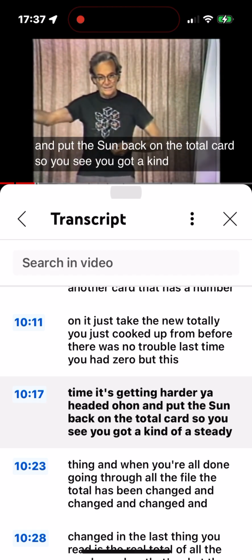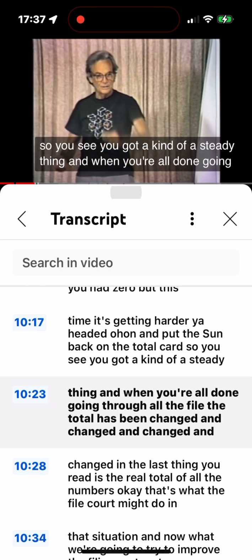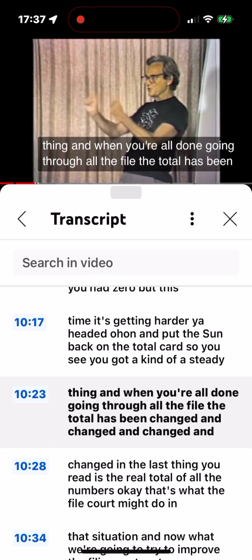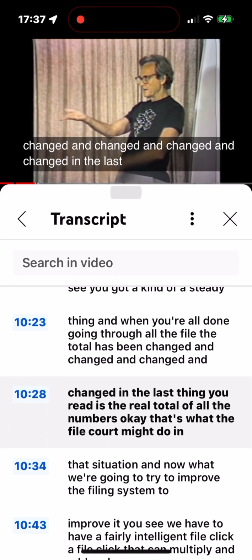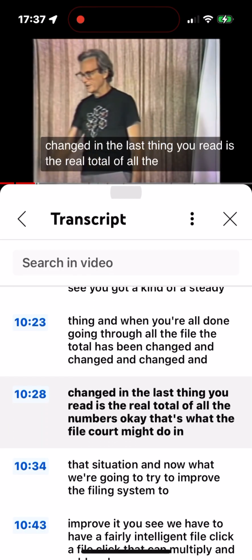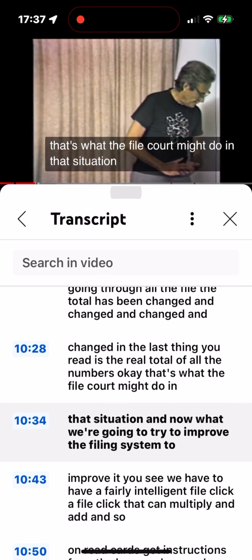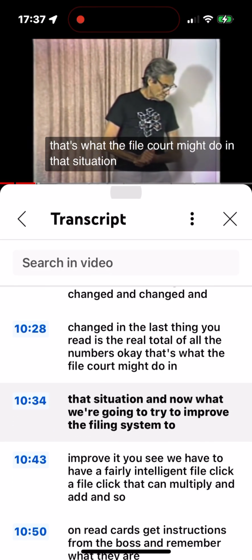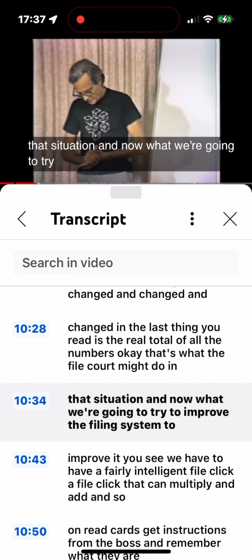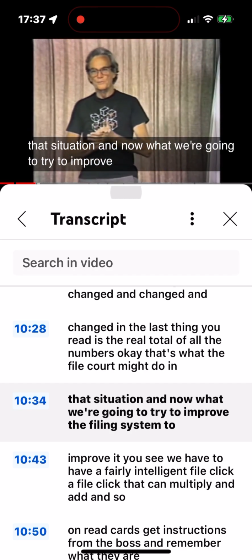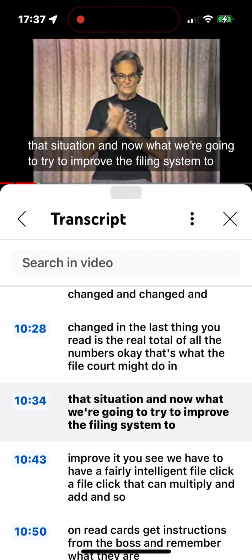So you see you got a kind of a steady thing. And when you're all done going through all the file, the total has been changed and changed and changed and changed, and the last thing you read is the real total of all the numbers. Okay? That's what the file clerk might do in that situation. And now we're going to try to improve the filing system.